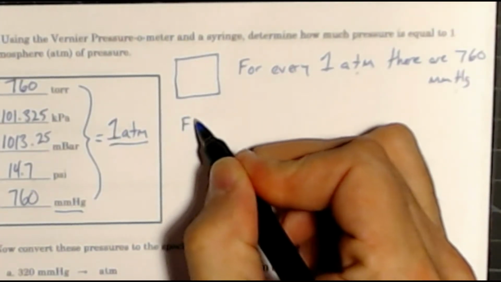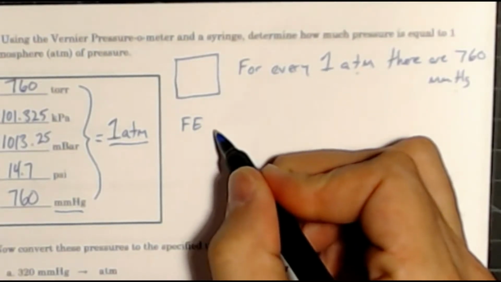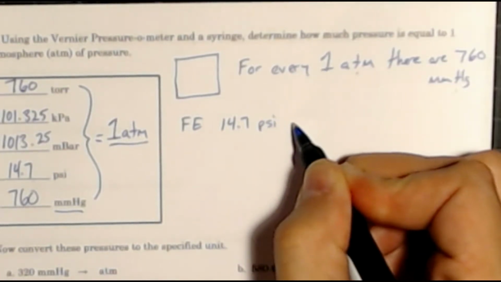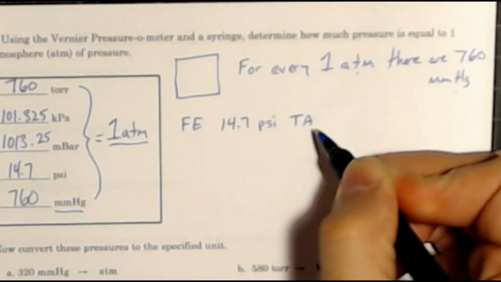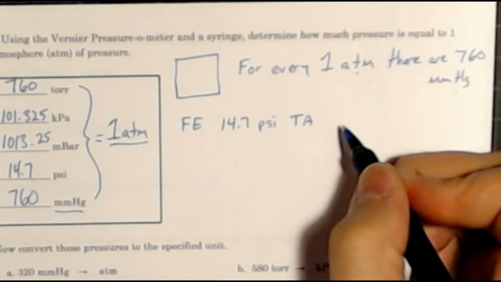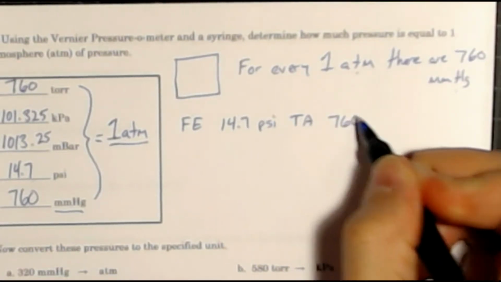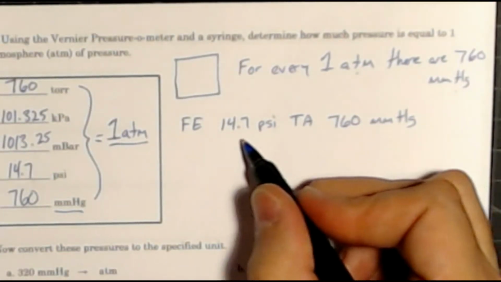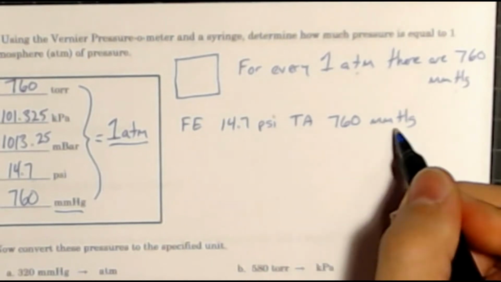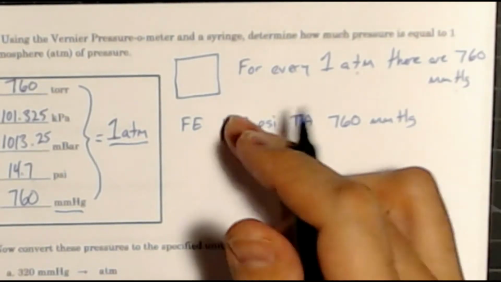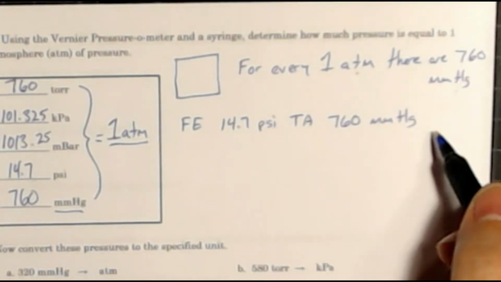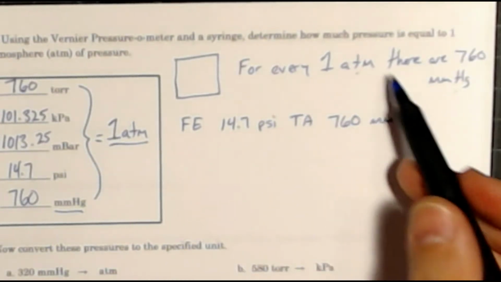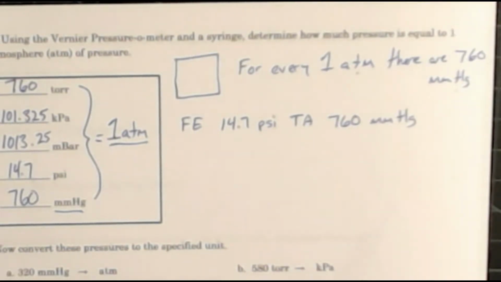So we'll say for every 14.7 psi, we'll write there are 760 millimeters of mercury. So that's another fact we can use. That's another relationship between psi and millimeters of mercury. It's just a standard that exists that we can use to solve problems. And hey, we've got some problems down here. So let's use these two for every statements to solve these problems.